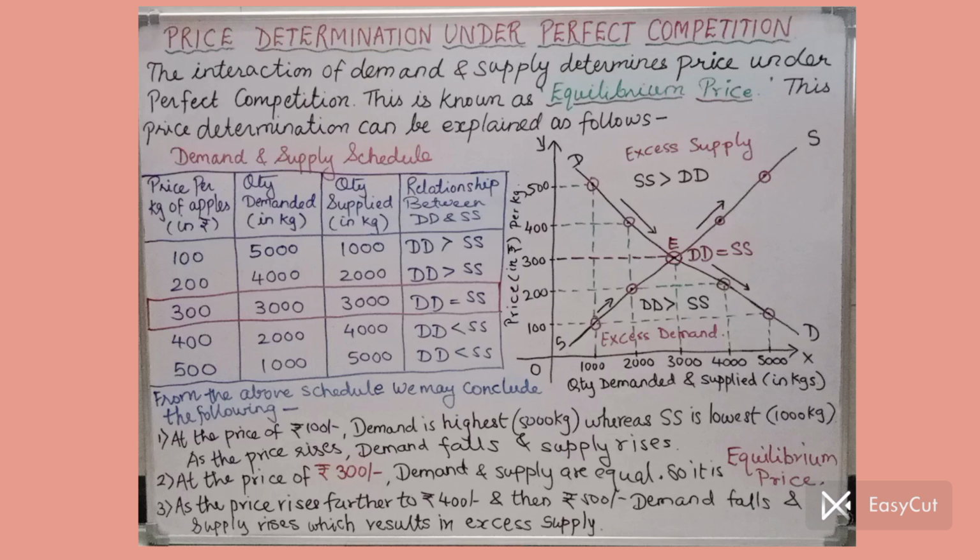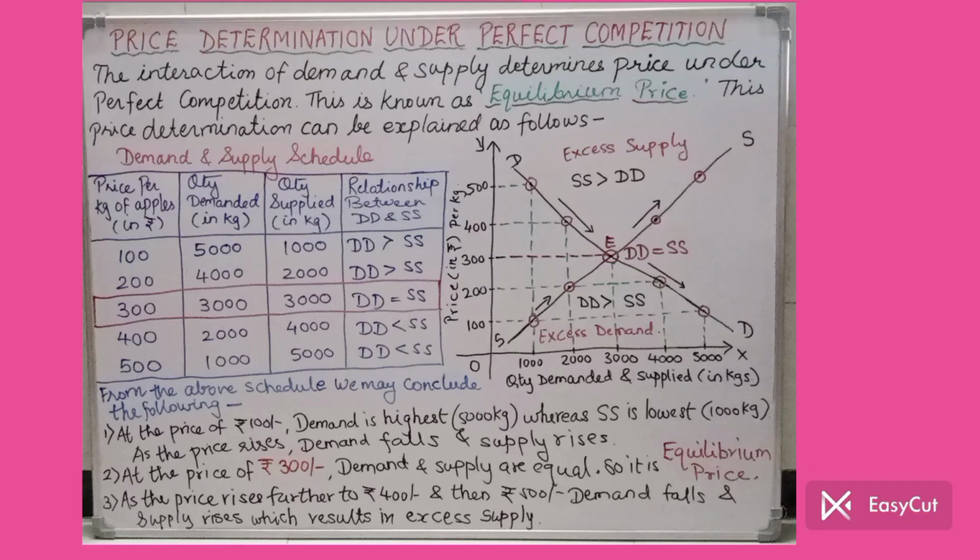So for us, the price prevailing in the market will be rupees 300, at which demand and supply both are equal. At the price of rupees 300, demand is equal to supply, and that is nothing but our equilibrium price, the price which will set automatically in the market, the price which will prevail in the market, and at that price trade will take place, business will be done at that price, that is price of rupees 300. Now let us move on to the diagram.